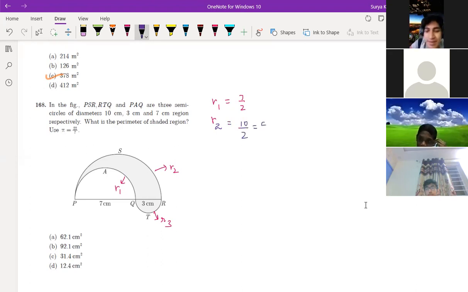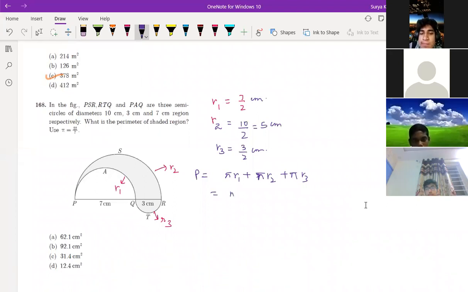R2 is 10/2, that is 5 centimeter. R1 is 7/2 centimeter. And R3 is 3/2 centimeter. Now you can find the perimeter. The perimeter is what? 2 pi r, right? All have 2 pi r only. So the perimeter is 2 pi r1 plus 2 pi r2, or only pi r1 will come? Only pi r, right? Pi r1 plus pi r2 plus pi r3. So take pi common: pi times (r1 plus r2 plus r3).